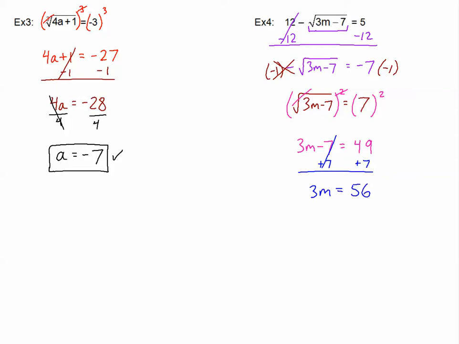It doesn't feel too good because 56 is not divisible by 3, but that's okay. Sometimes we get fraction answers. Looks like m is going to be, I'll just leave it as 56 thirds. Now I would like to check this. I know that this is a fraction and we could plug this in. It's not too bad, but maybe I want to check this using my calculator. So let me show you how we can do that.